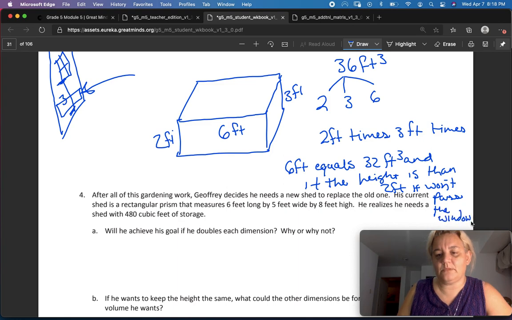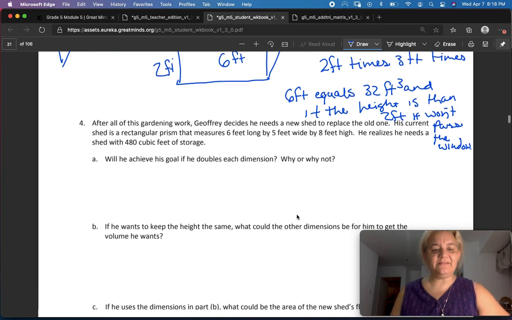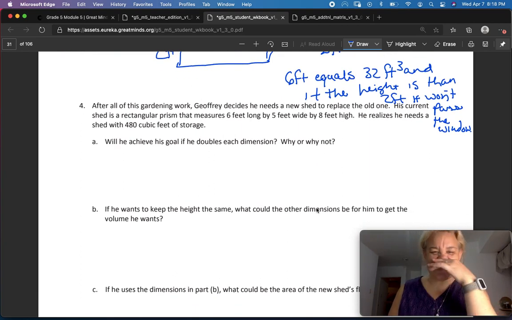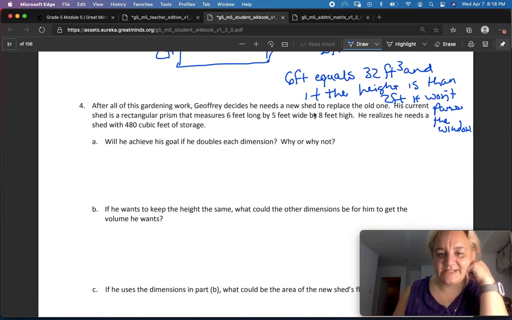Good. Okay. After all of this gardening work, Jeffrey decides he needs a new shed to replace the old one. His current shed is a rectangular prism that measures 6 feet long by 5 feet wide by 8 feet high. So he's keeping lots of materials in this shed, right? Do you know what a shed is? It's like a garage. It's like a storage, like a deposito. That's the word I was thinking of, deposito.